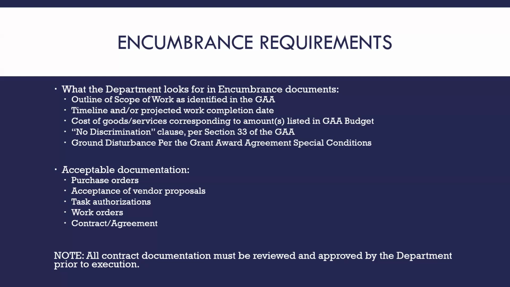And then also any ground disturbance under special conditions in the grant award agreement would need to be discussed in that contract. Things that are acceptable for documentation for encumbrance: purchase orders, acceptance of vendor proposals, task authorizations, work orders, or a contract or agreement with your contractor, architect, engineer. And we have a note on this slide also, just so you don't forget, those do need to be approved by us before you execute it.